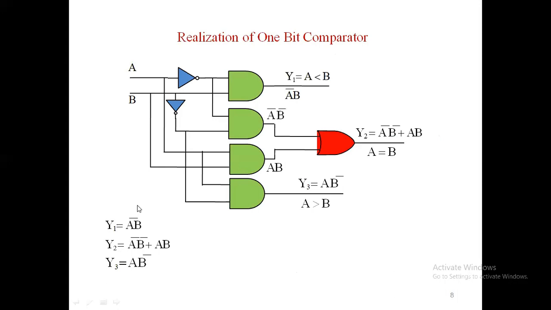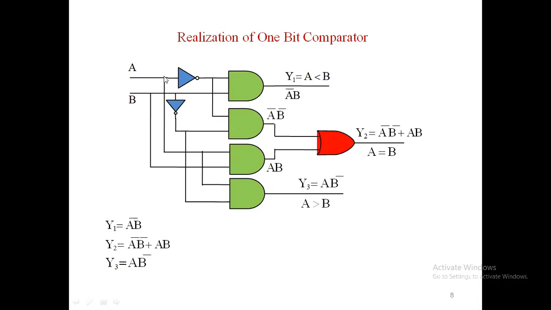And those truth table values we will convert into the K-map. By using the K-maps we got these Boolean expressions. By using these Boolean expressions we will construct the logic diagram like this. See, y1 is nothing but a is less than b, that is a bar b. So a bar and b.